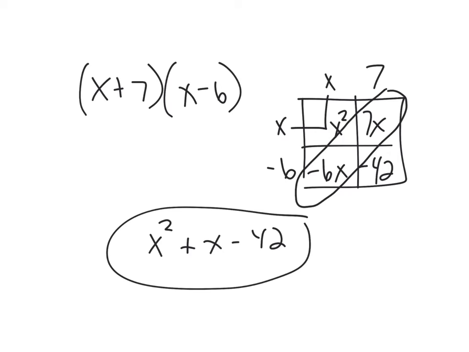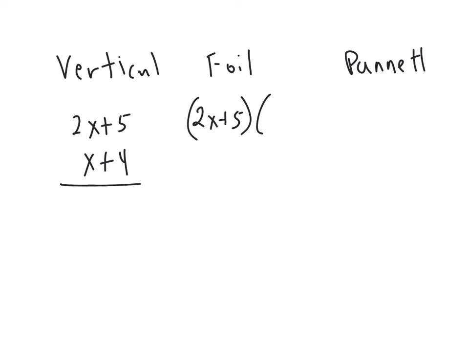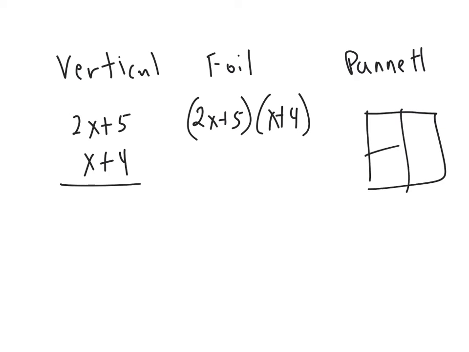So I'm going to do a problem each way here. So I got vertical, I got FOIL, and I got Punnett square. All right, so vertical, if I got, let's say, 2x plus 5 times x plus 4, and I got 2x plus 5 and x plus 4. We're going to do them all three ways.